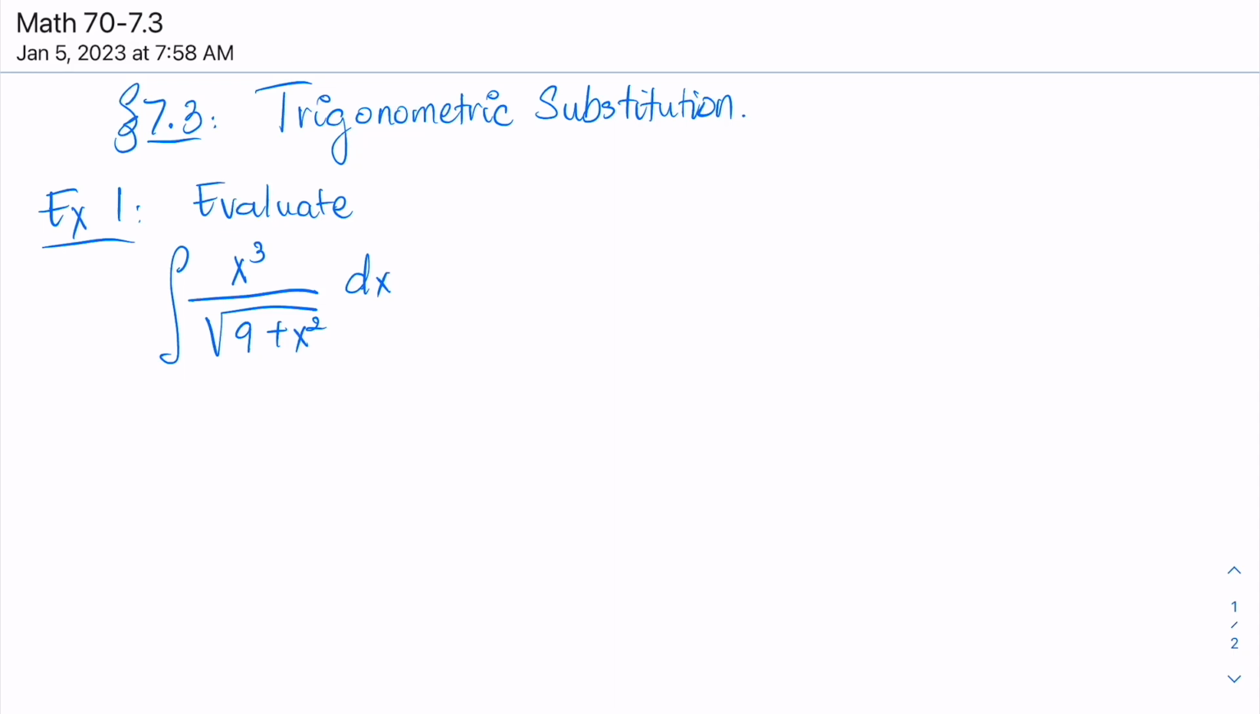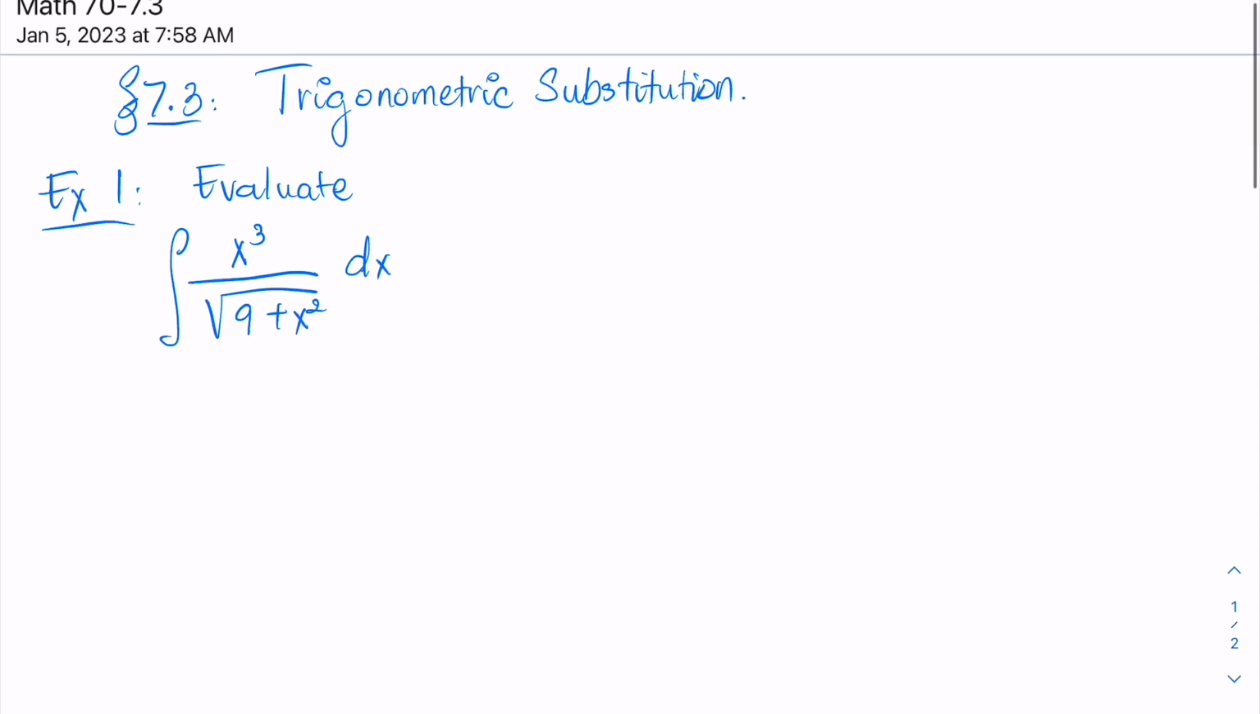Really well. So let's try this first example. We want to evaluate the integral of x cubed over square root of 9 plus x squared. Hopefully you can see that 9 is 3 squared. So let's start with x. We want to let x be 3 tangent theta, where theta is in between negative pi over 2 and pi over 2.